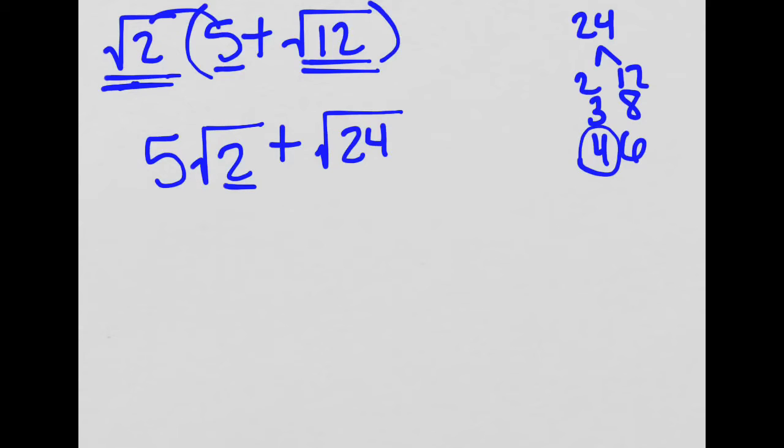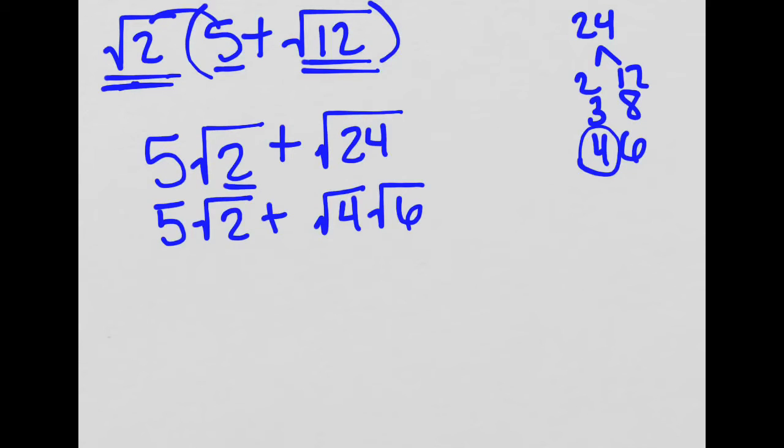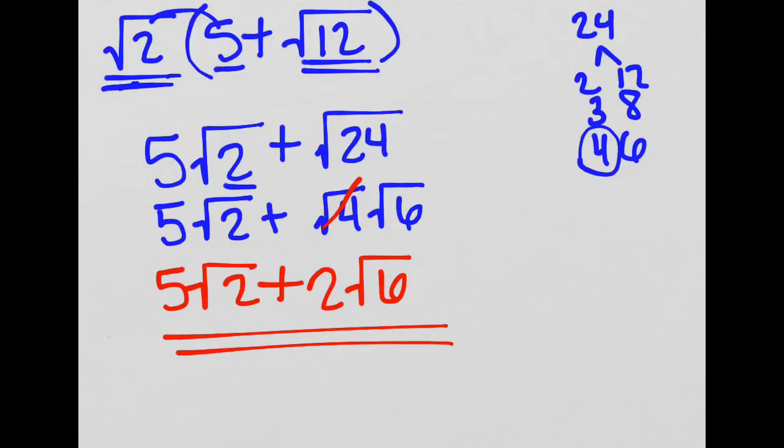4 is my only perfect square, so this is becoming the square root of 4 times the square root of 6. I still have the 5 times the square root of 2. This square root of 4 can become a 2, and I bring that down, and then this remains the same. This is as simple as it can get. I can leave it as two separate terms. That's okay. So let's go ahead and try another one along those lines.